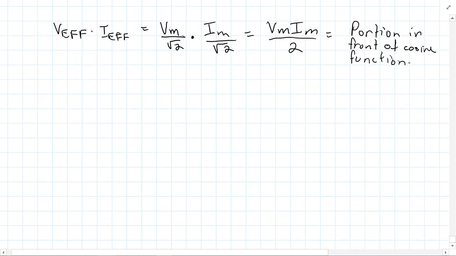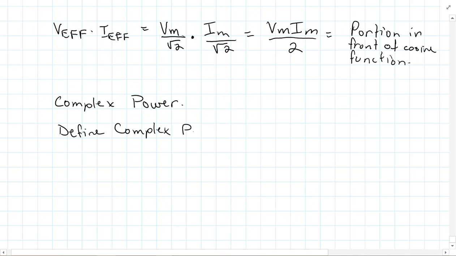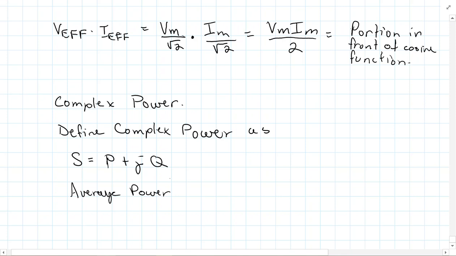So that's all I really want to talk about as far as RMS values here. We're almost ready to start analyzing circuits. To wrap up this idea before we start analyzing circuits, which we'll do in the next lesson, I want to talk about something called complex power. We're going to define this as S is equal to P plus jQ, where P is my average power and Q is my reactive power.